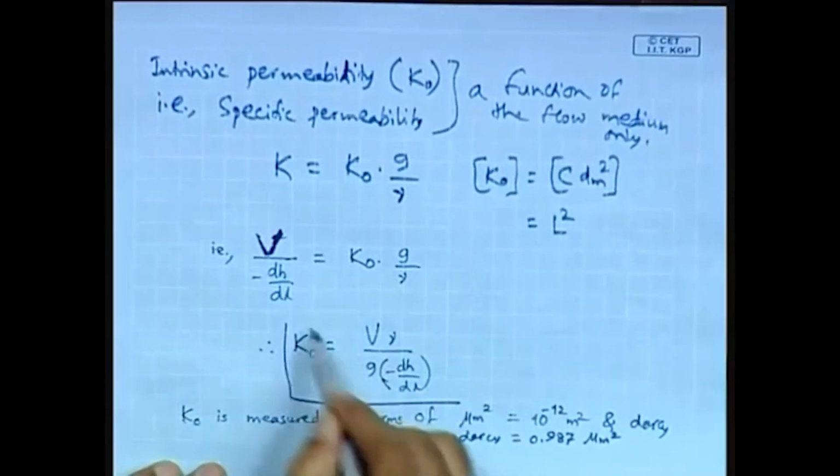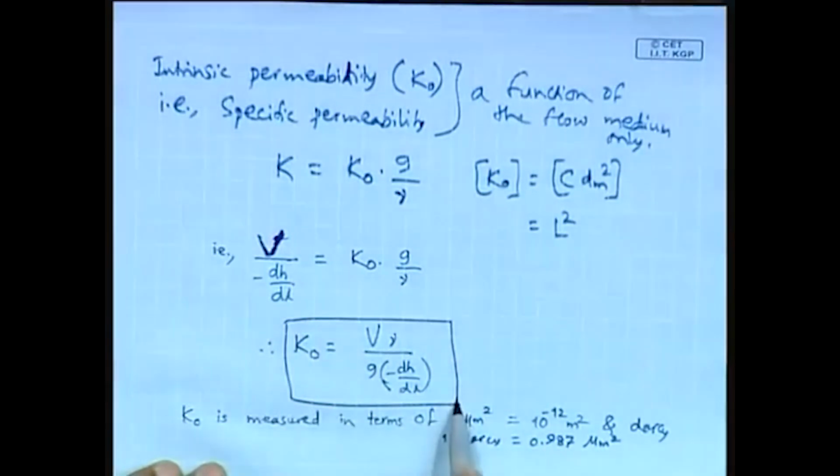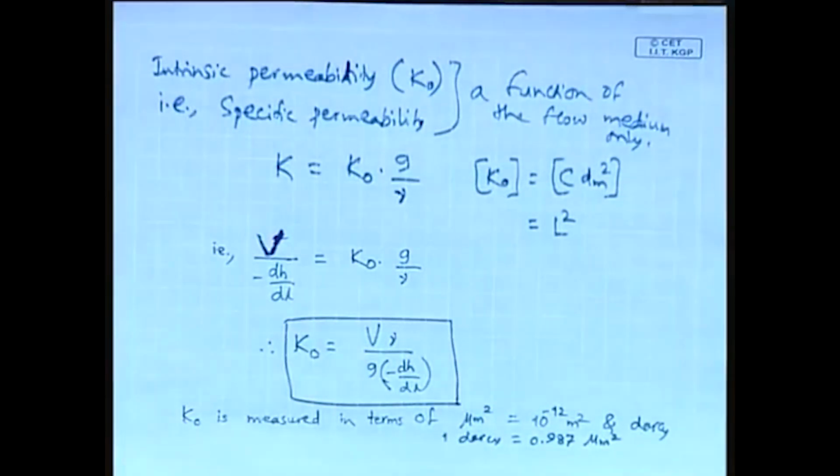So, this is the expression for the intrinsic permeability in terms of the groundwater flow velocity, the groundwater kinematic viscosity, the acceleration due to gravity, and the hydraulic gradient.